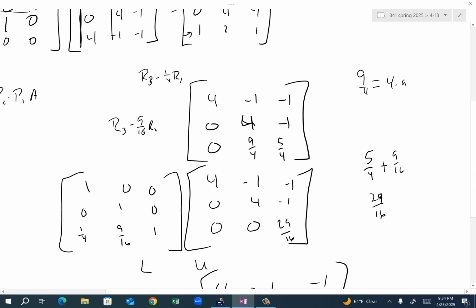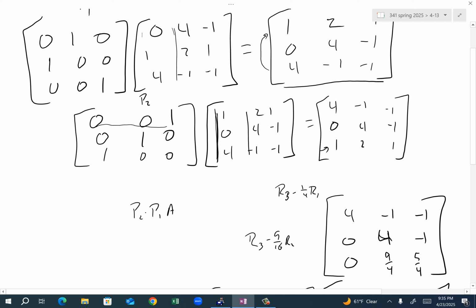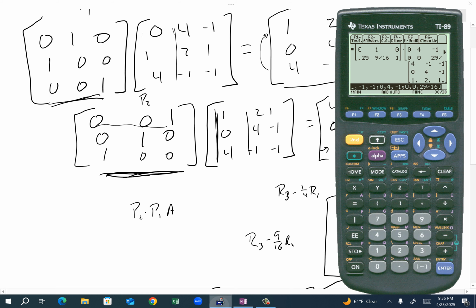If you look up here, we didn't actually do it. We need to take the second one times that one. So I'm going to take this guy, 0, 0, 1, 0, 1, 0, 1, 0, 0, times 0, 1, 0, 1, 0, 0, 0, 0, 1.